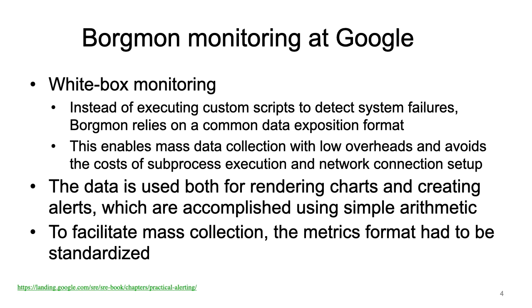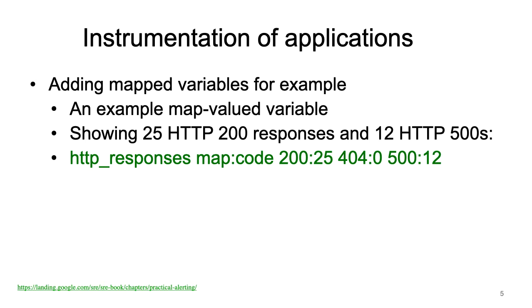Metric formats were standardized. An example of a map variable in Borgmon showing 25 HTTP 200 and 12 HTTP 500 looks like this: http_responses map colon code 200 colon 25, 404 colon 0, 500 colon 12. So they focus on aggregate data collection rather than individual data collection.